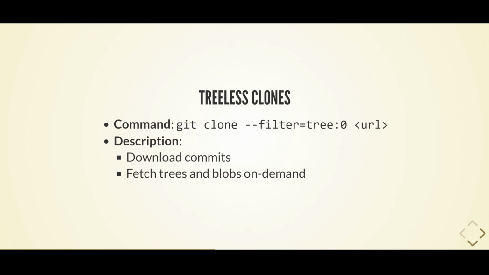Treeless clones use the git clone --filter=tree:0 command to download only commits, fetching trees and blobs on demand. This approach further reduces the initial clone size.